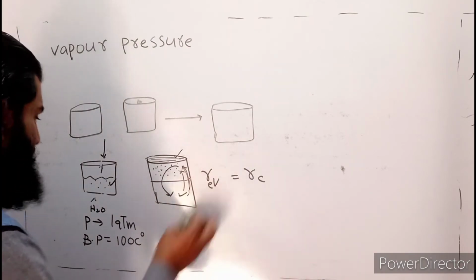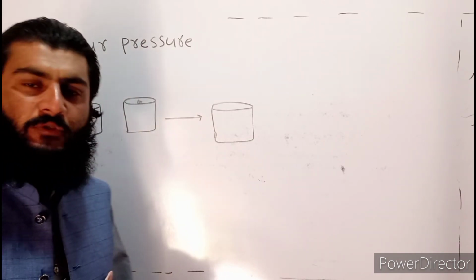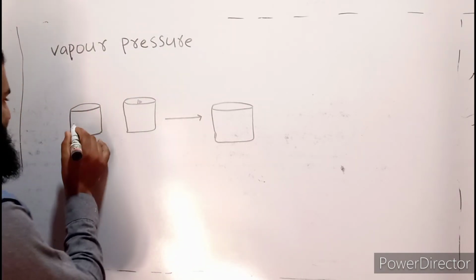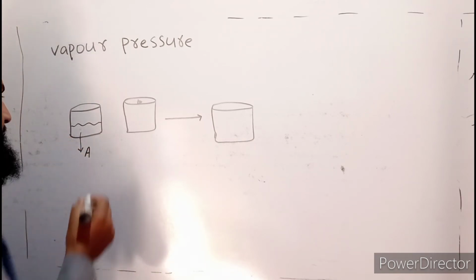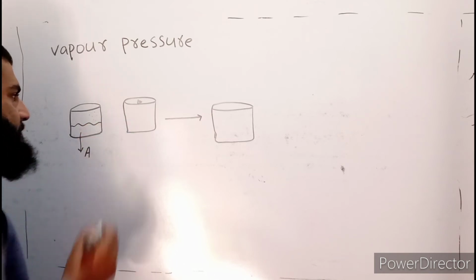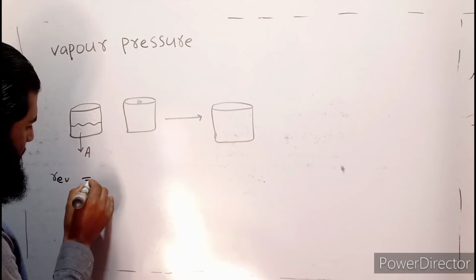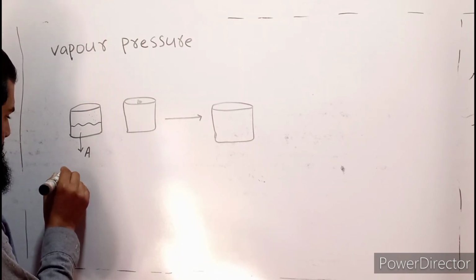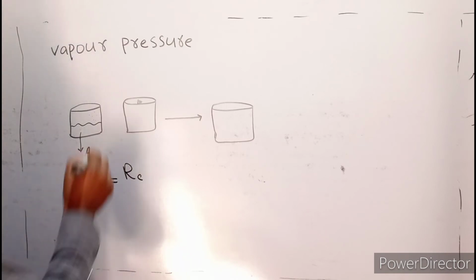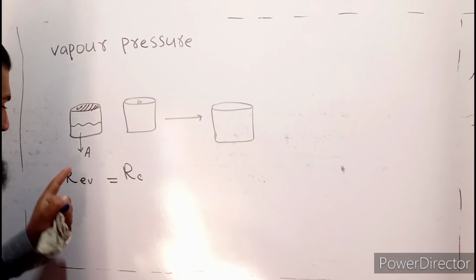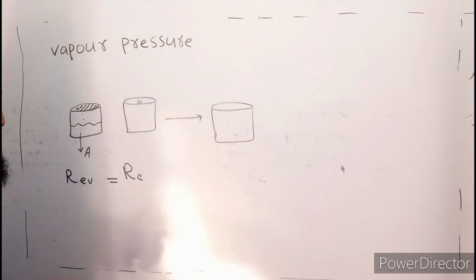Now I want to discuss partial pressure or pure vapor pressure. Consider this is a container having a liquid A. When we heat it, the formation of vapor starts. After some time, the rate of evaporation becomes equal to the rate of condensation. At this point, the pressure exerted by these vapors is called vapor pressure.